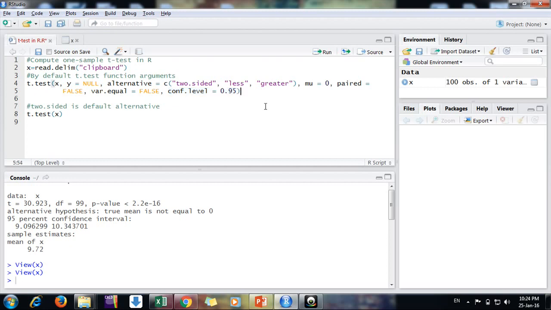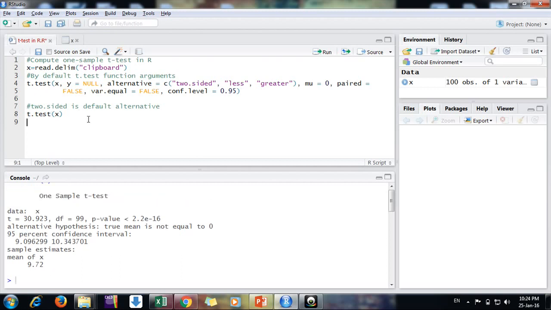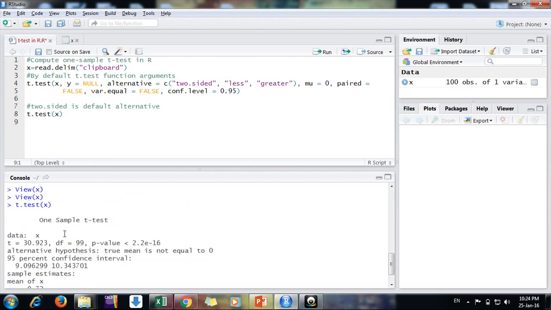So suppose on these 100 observations we want to do a one-sample t-test. We have to do nothing, we simply use t.test(x), and we get some values, friends. It gives us the computed t value of 30.93 with degrees of freedom n minus 1, that is 99, with a p-value of about e to the power minus 16, which is a very small value. It is less than 0.05 and we reject the null hypothesis.